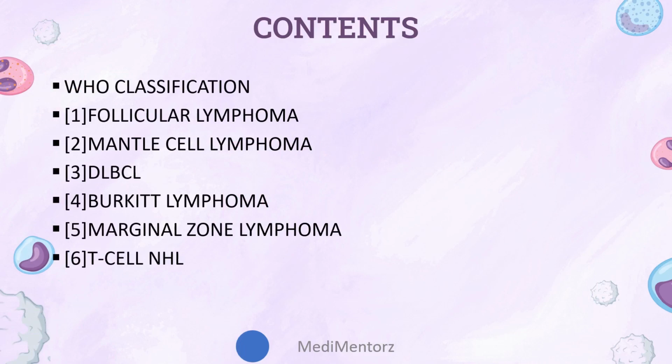So today I'm going to cover the WHO classification of the lymphoid neoplasms. After that, I'm going to describe 6 important non-Hodgkin lymphomas, which include follicular, mantle cell, DLBCL, which is diffuse large B-cell lymphoma, Burkitt lymphoma, marginal zone lymphoma, and T-cell non-Hodgkin lymphoma.